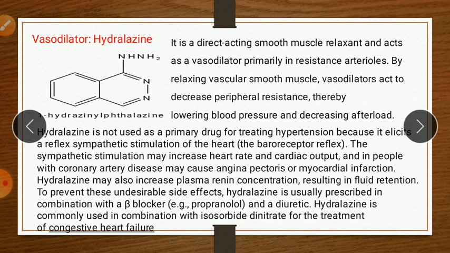The IUPAC name of hydralazine is 1-hydrazinylphthalazine. So it is a phthalazine ring with a hydrazinyl group at position one. So it is a vasodilator. It simply dilates the blood vessels. So it is about the important classes of drugs which are used as antihypertensives.